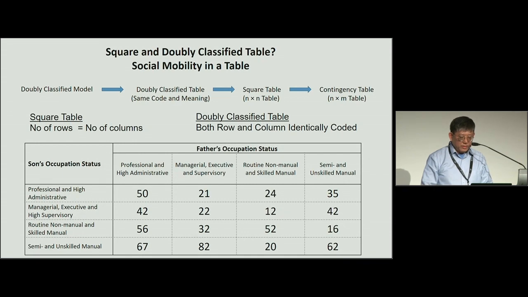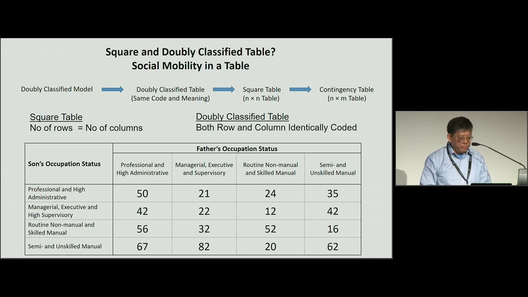So what is a doubly classified model? Doubly classified models are for doubly classified tables. And doubly classified tables belong to a special type called a square table. A square table is a contingency table that is n times n. A contingency table is any table with n times m dimension. So if both rows and columns are the same in number, we call it a square table. If they have the same codes and meanings, we call it a doubly classified table. And a doubly classified model is the model for a doubly classified table.